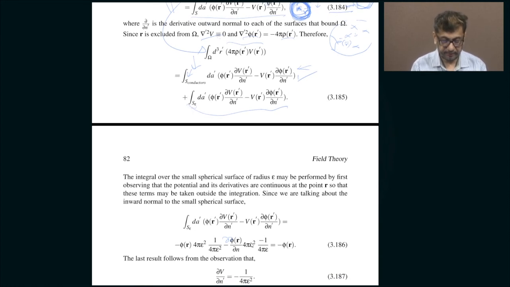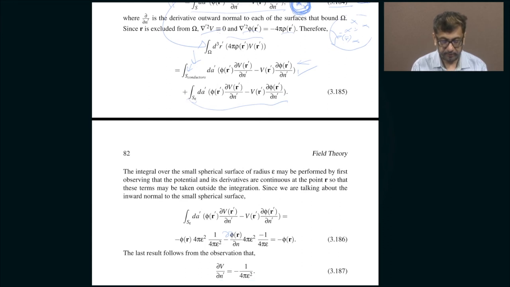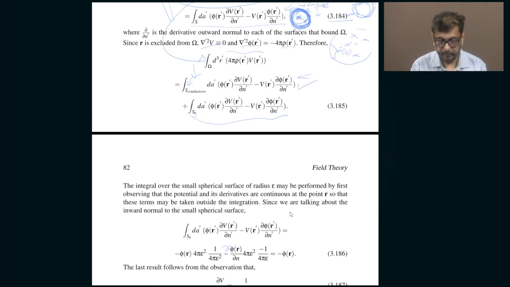And how do you simplify it? See, you simplify it by noting that, first of all, as usual, you write R dash as R plus R. Okay. And this R is on the surface of that small sphere of radius epsilon. So if that is a small sphere, then what is dA? It is basically 4 pi epsilon squared. Epsilon is your small radius. Okay. So epsilon is the radius of that small sphere.